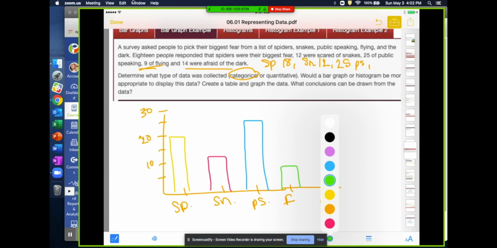Now, the thing with my freehand bar graph is that the bars aren't right next to each other. Typically, the ones that you see that were drawn on the computer are going to be one right next to the other. It doesn't have to be like that as long as you're representing the data. And with the bar graph, just like with the dot plot, you can see that for sure flying is going to be the lowest, and public speaking is going to be the highest amount.